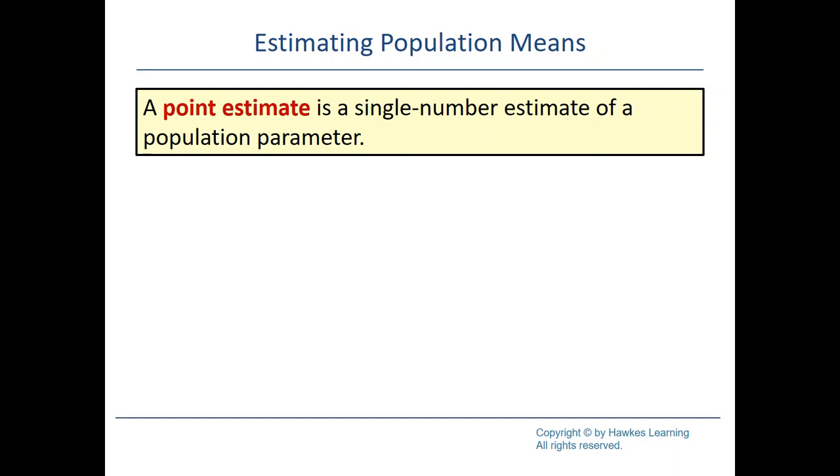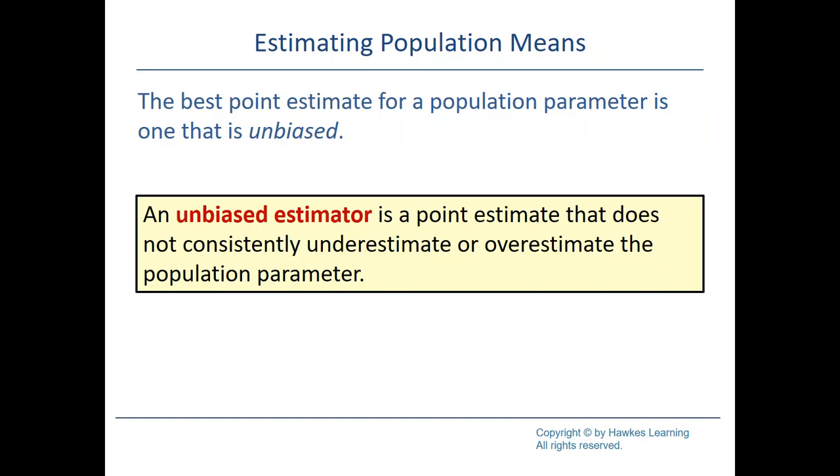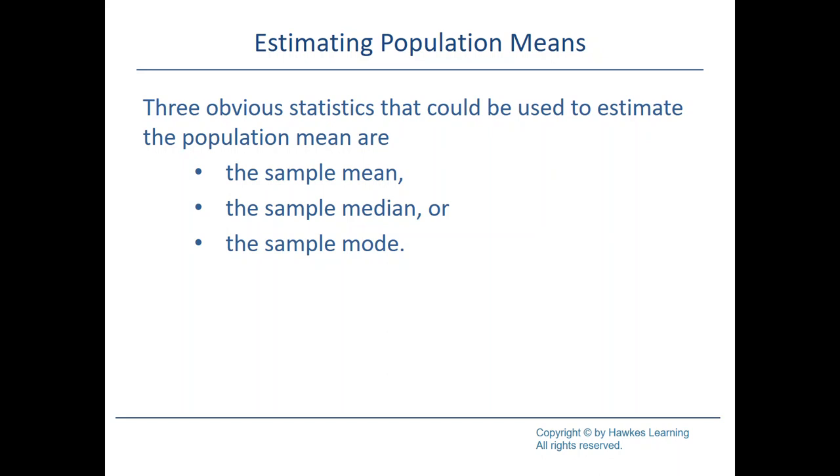Think of this point estimate as the idea of where we think something is going to be within a little bit of a range. Now, the best point estimate for a population parameter is one that is unbiased. An unbiased estimator is a point estimate that does not consistently underestimate or overestimate the population parameter. There are three obvious statistics that can be used to estimate the population mean: your sample mean, your sample median, and mode. This is stuff that we've learned previously.